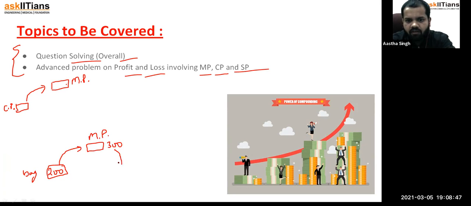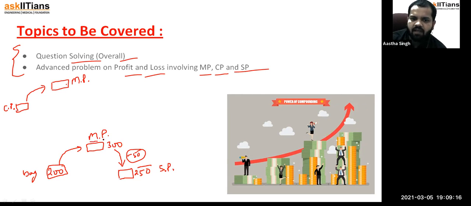After that, suppose he gives some discount. The price at which the bag was sold, maybe after he gave a discount of rupees 50, so the bag is sold for rupees 250. So this is what your selling price is. Selling price is the price at which your product is sold. Market price is the price at which your product was labeled a bit higher, and a discount is always given on your market price.